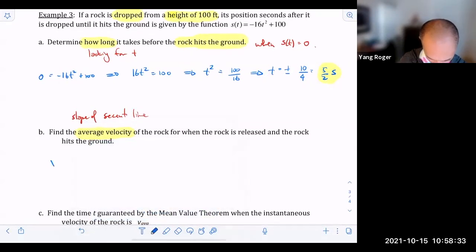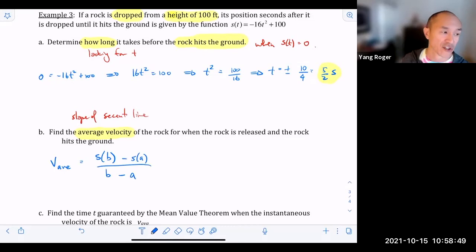So the V average is going to be equal to the position function at some time minus the position function at some other time, divided by their corresponding t values. So this looks like a slope. And the question is, what are those 2 points, A and B? It says from when the rock is released to when the rock hits the ground.